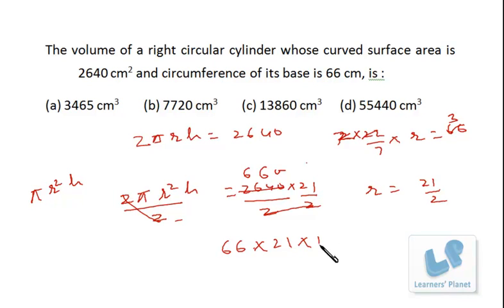666 into 21 into 10. And the unit digit is further 6. I just eliminate this 10 because every option has zeros at the unit place. So I'm calculating the tens digit. In this case the tens digit is 6. So this will be the correct choice, right? Or you can go by any method.